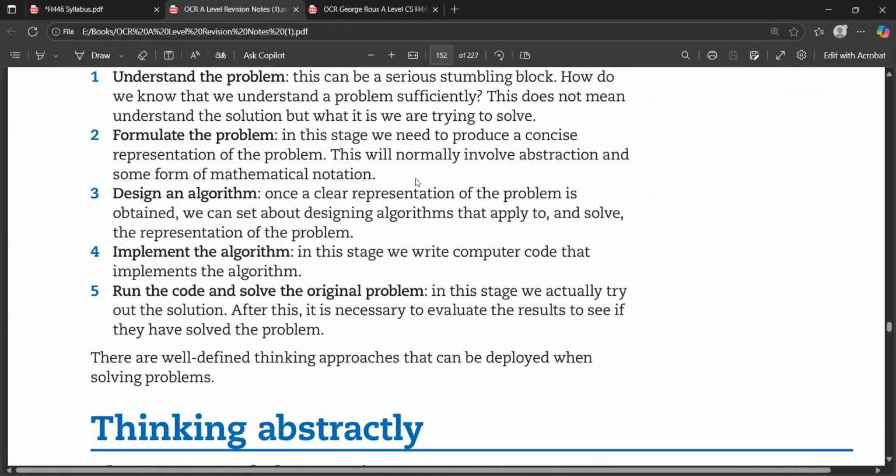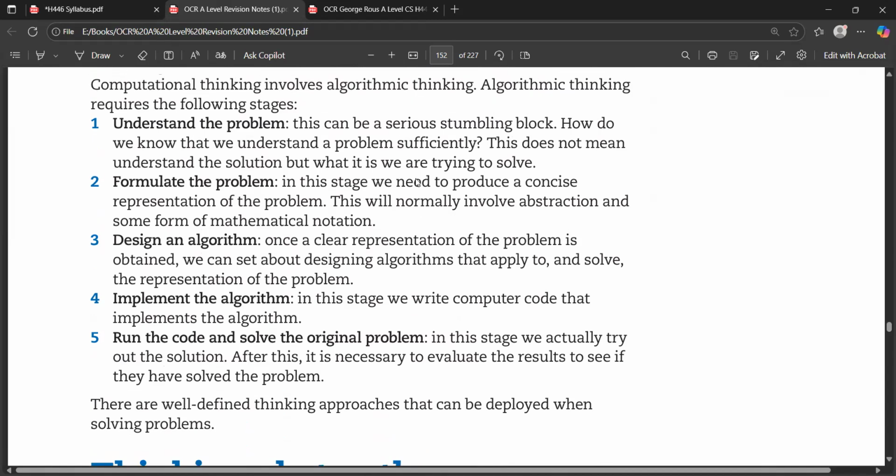So there are certain steps that we need to work on. The first is abstraction of a problem, and the steps involved. First of all, you need to understand the problem. Understanding means, how do we know that we understand a problem sufficiently? This does not mean that we understand the solution, but it is what we are trying to do. How can we formulate the problem? In this stage, we need to produce a concise representation of the problem. Normally it will involve abstraction and some form of notation as well.